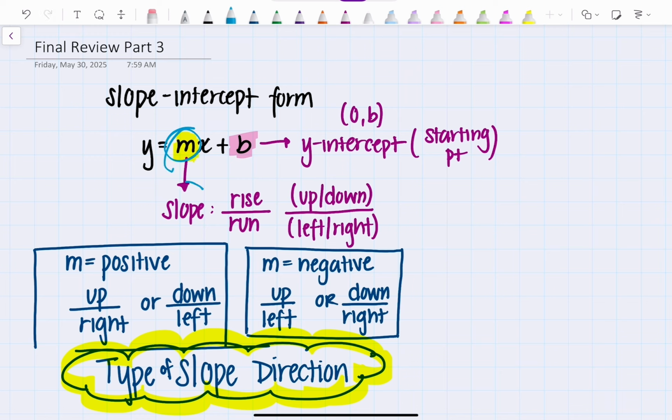A few things in this case, guys. M is represented with slope. And we know that slope represents rise over run. Whenever we're talking about rise over run, we're actually talking about if we move up or down, or if we're going to be moving left or right. B also represents our y-intercept, which is our starting point. So if we're graphing, B is actually the point we're going to start off with.